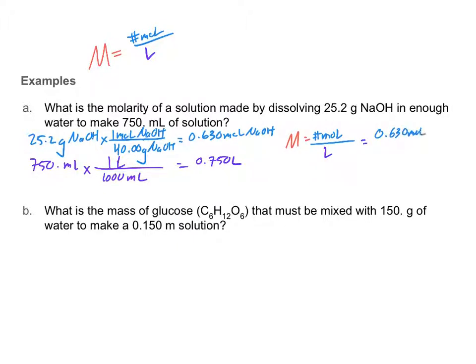So when I plug those values in, 0.630 moles of NaOH divided by 0.750 liters. I'm going to plug that in my calculator, so it's 0.630 divided by 0.750. I get a value here for molarity to be 0.840 molar NaOH.